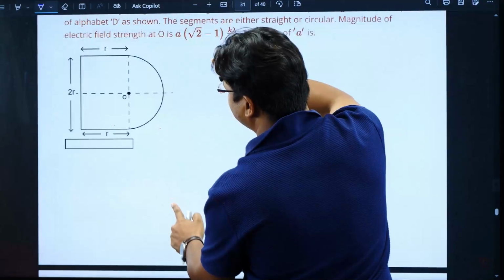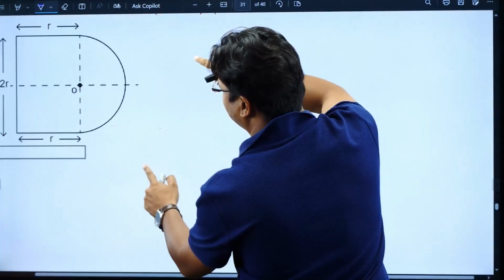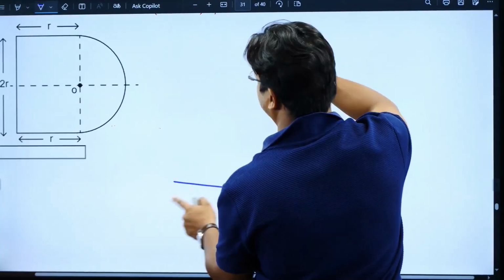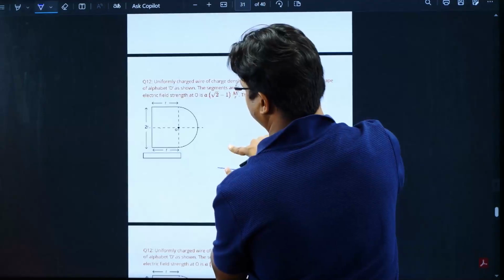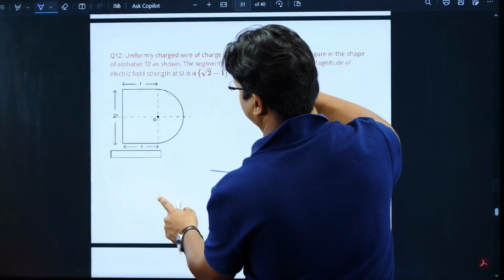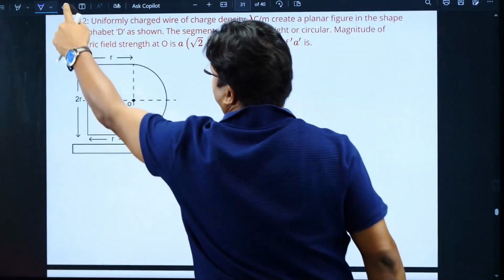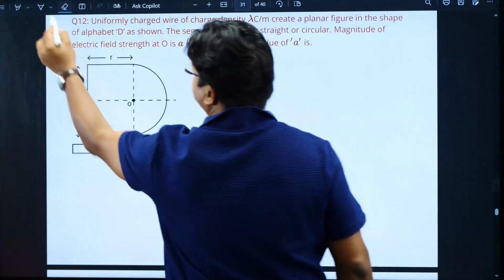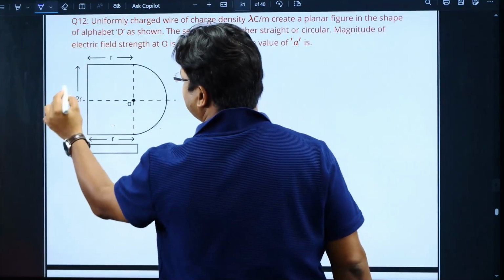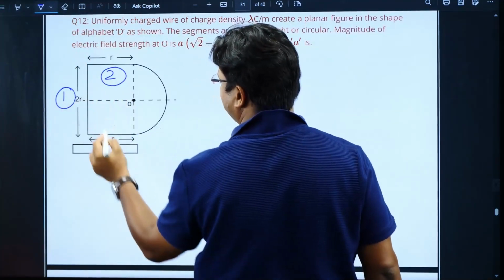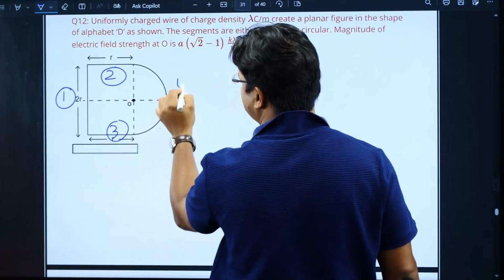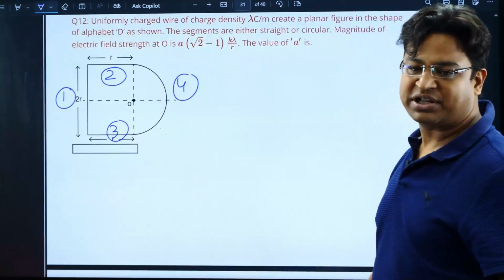Should I increase the size of this figure? I think that will make... okay, let it be. So let me call this 1, let me call this 2, let me call this 3, and let me call this 4. So I've numbered the segments.